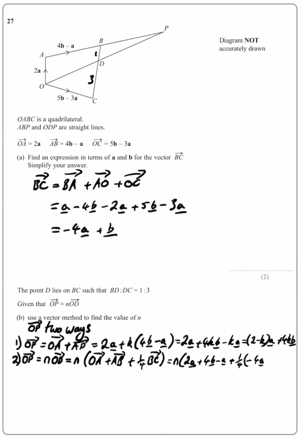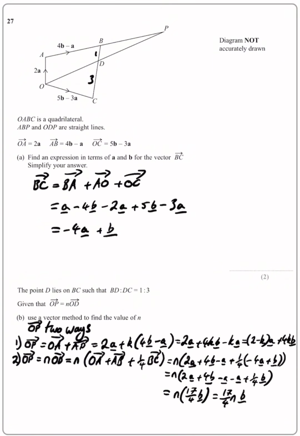Then plug in the path using the little vectors. We get n lots of 2a plus 4b subtract a plus 1/4 of minus 4a plus b. Simplifying as much of that as possible, we get n lots of 2a plus 4b subtract a plus 1/4 b. All of the a's cancel, and so we get n lots of 17/4 of b, or if you prefer, 17/4 n lots of b.